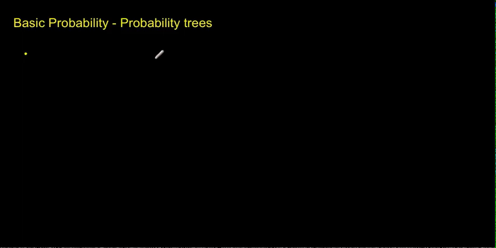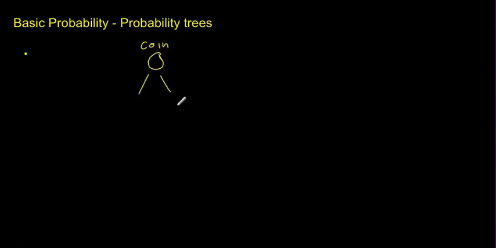So if we have our coin here, that's our coin, we know that there are basically only two possibilities. You either get heads or tails.